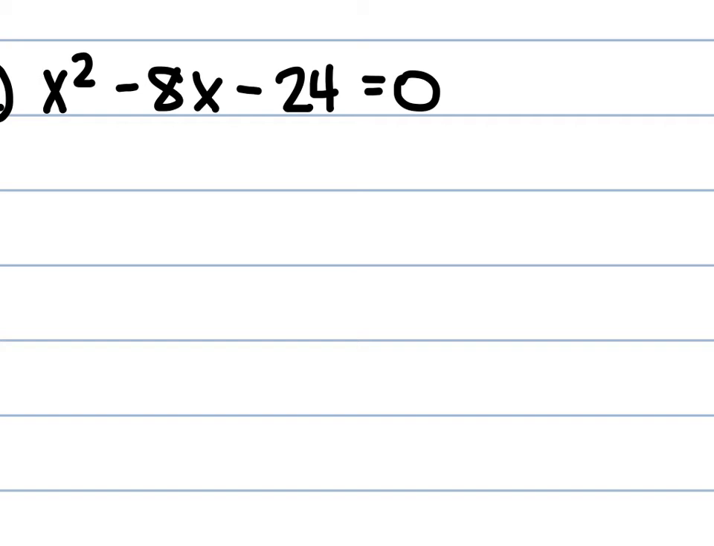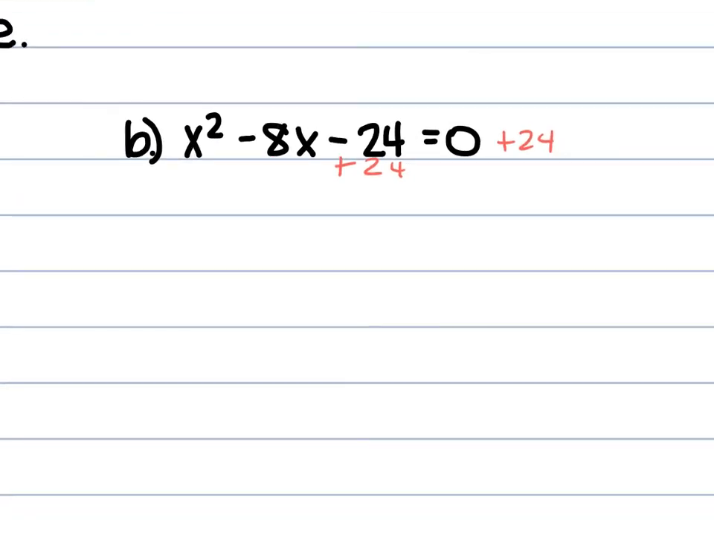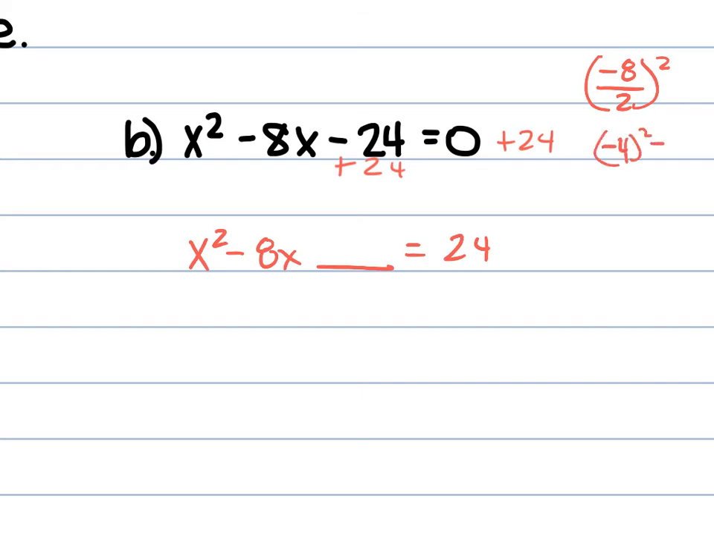So what's my very first step? Plus 24. Get that 24 to the other side. Let's make some room for a new number to be there, because that number's not helping us out. Then negative 8 divided by 2 squared, that will be negative 4 squared, which equals 16. Plus 16. Good. I have to make sure I add it to both sides. That's one of the number one areas when people make a mistake, they forget to add it to both sides.